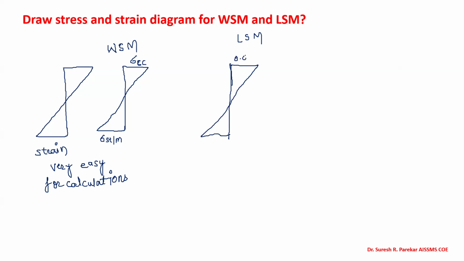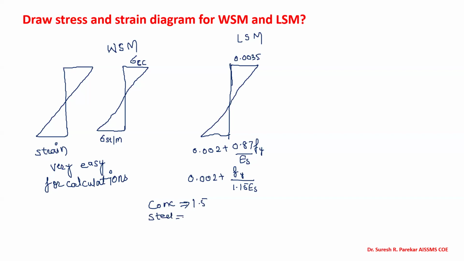So this is 0.0035, and here we have 0.002 plus 0.87 Fy upon Es. You can also write this as 0.002 plus Fy upon 1.15 Es. We know the partial factor of safety for concrete is 1.5, and for steel it is 1.15. So if anyone asks how this 0.87 comes, it is Fy upon the factor of safety.